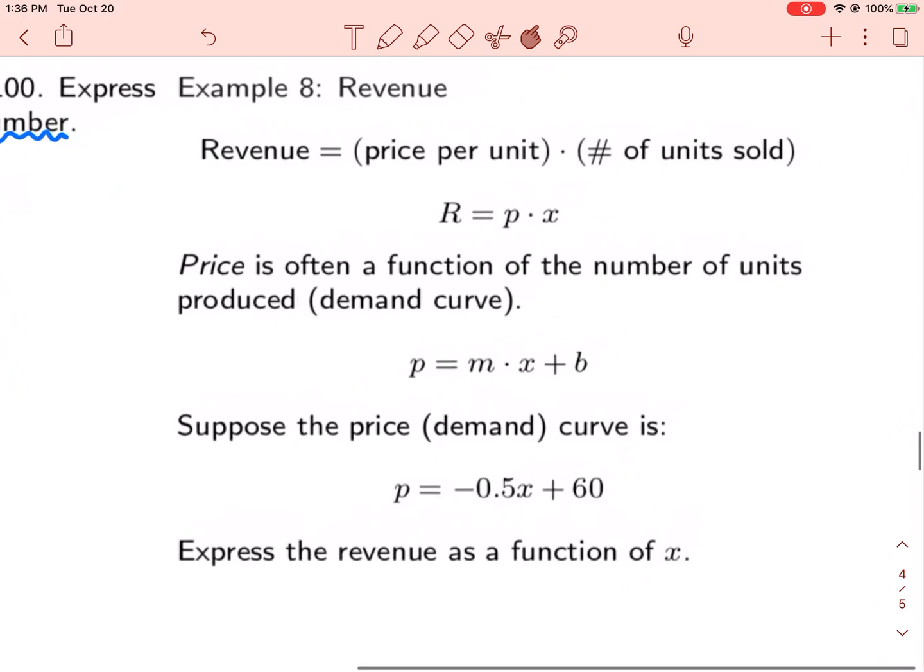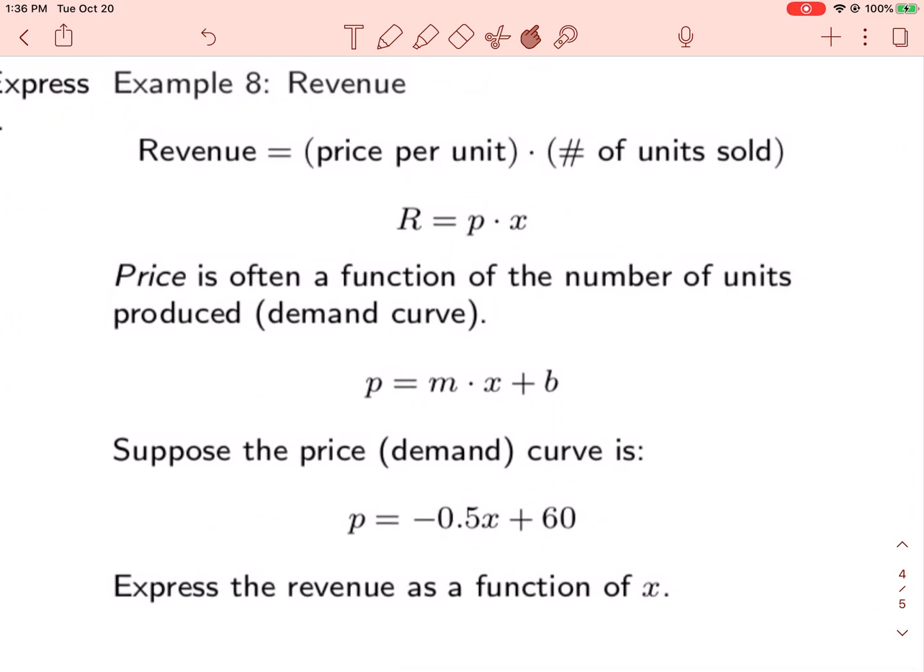Okay, number 8, revenue is price per unit times number of units sold. You should know that. So here is price, here is number of units. Price is often a function of the number of units produced. Normally you get P equals mx plus b. That's called the demand curve. Suppose the price, the demand curve, is actually P equals negative 0.5x plus 60. So instead of the general, it's now specific. Express the revenue as a function of x.